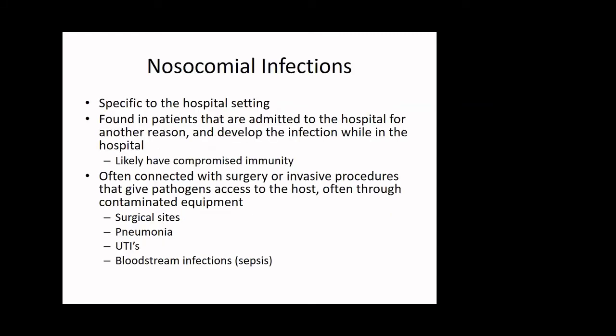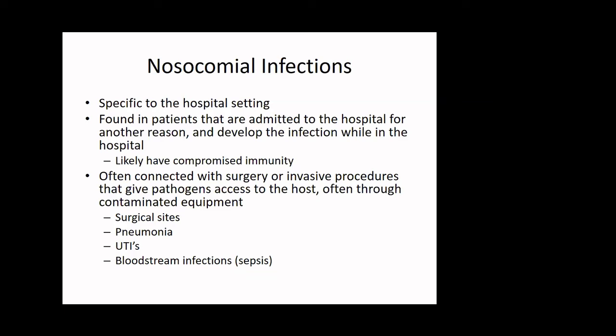Then we have nosocomial or hospital-acquired infections. Right, you guys are probably pretty familiar with these and how they spread. The definition of a nosocomial infection is a disease that has been found in patients who did not have that disease when they were admitted to the hospital. Okay, and we think that they developed that infection while in the hospital. If you're in the hospital, you probably have a compromised immune system in general. Okay, so it's a very common spot for infections to develop.